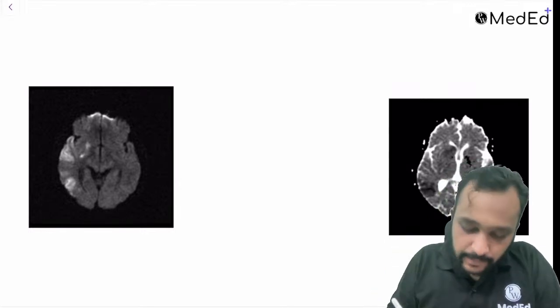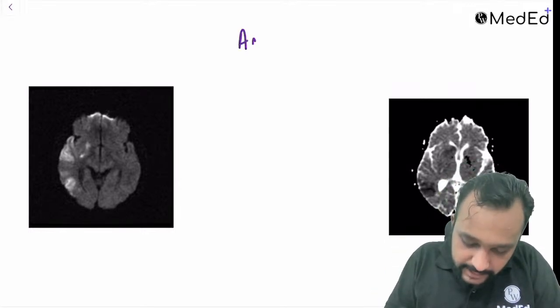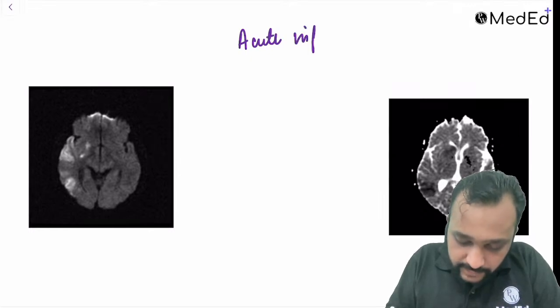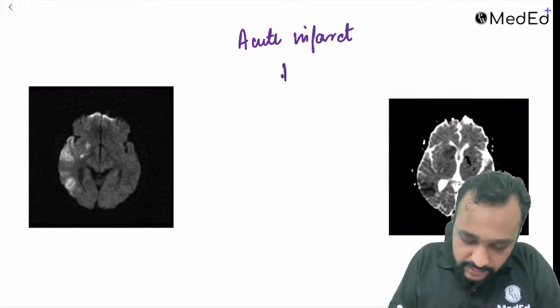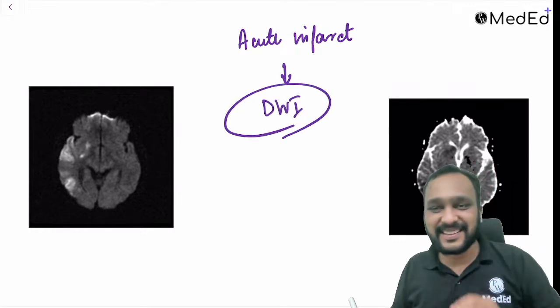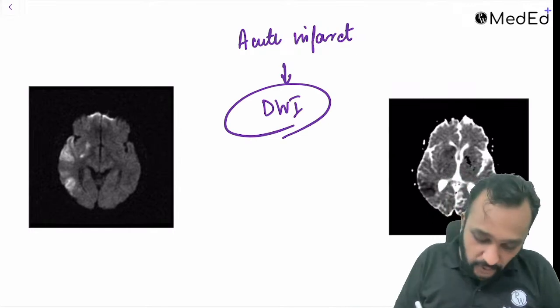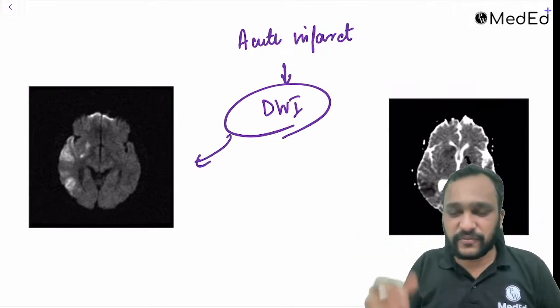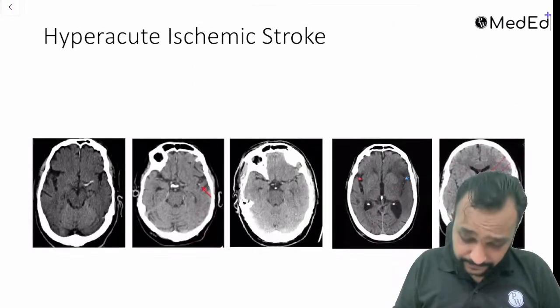Now this was just the basics. Yes, this is going to be enough for the July FMGE exam, right? Now guys, I'm just going to talk about the questions that will be asked in the July FMGE exam. The question will be, what is the investigation of choice in acute infarct? The investigation of choice in acute infarct will be your diffusion weighted imaging, and on the diffusion weighted images, the acute infarct is going to appear bright.